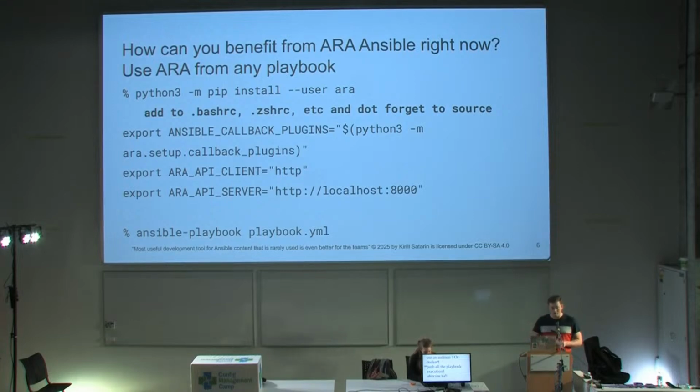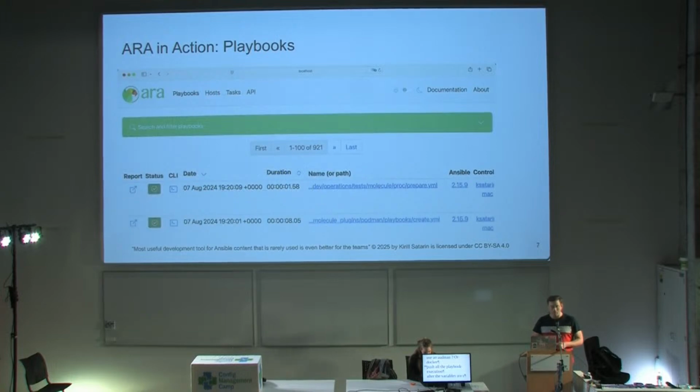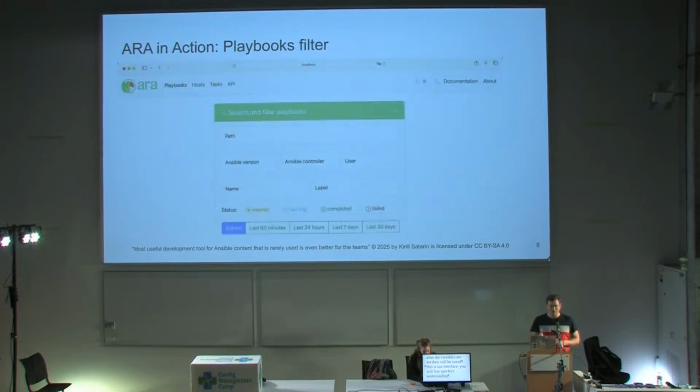So how does it look? This is the ARA interface. You have on the top playbooks, hosts, and tasks. You will have perfect understanding of all your playbook runs, when they ran, which Ansible version is used, on which controller, which hosts are involved. You can search through your playbooks using the search interface. Each and every field supports star search, so you don't have to know the exact path of the playbook, you just have to know part of the playbook, for instance.